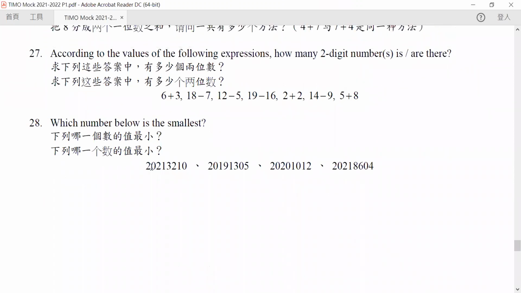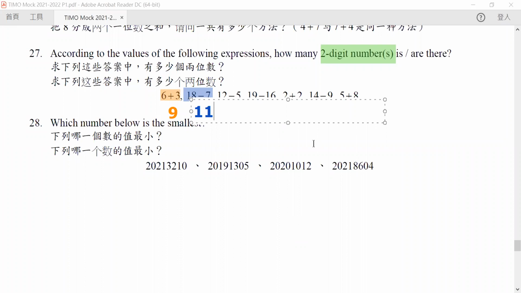So in here, because we need to find out whether they are 2-digit numbers, we need to find the values of all these numbers. Starting with the first number, 6 plus 3, our answer will be equal to 9. For our second number, 18 minus 7, the answer will be 11.